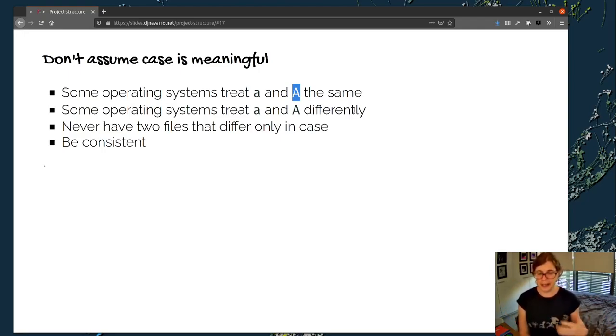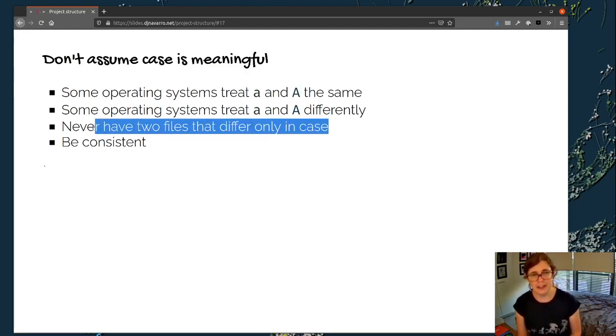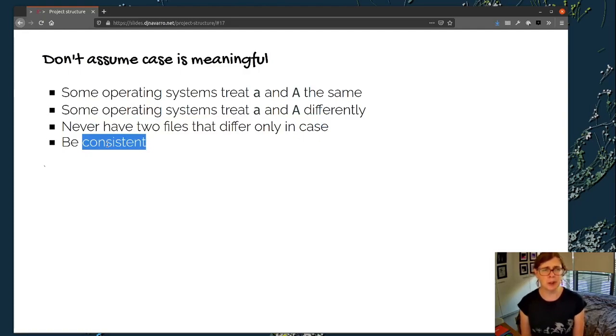So that can be a problem if somebody picks up your file and moves it onto a different machine that's running a different operating system, because now it'll be interpreted differently. So as a key principle, never ever have two files that differ only in the case, uppercase or lowercase, of the file name. And as much as possible, just be consistent in how you use uppercase and lowercase.